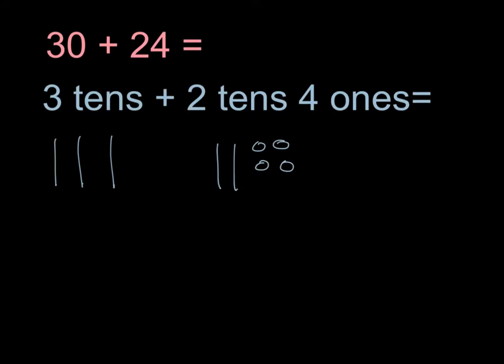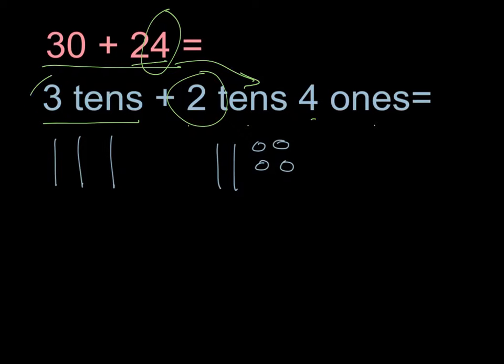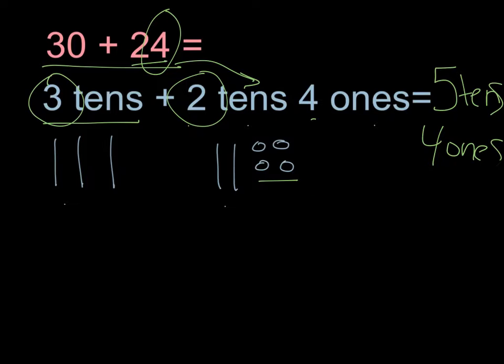Now it starts to get a little more complicated because we have some ones involved. Okay, 30 plus 24. 30 is 3 tens, and the number 24 is 2 tens, 4 ones. So if I just look at my tens to start out with, I have 3 plus 2, which is 5 tens. My ones didn't change, so I have 4 ones. 5 tens and 4 ones is 54.